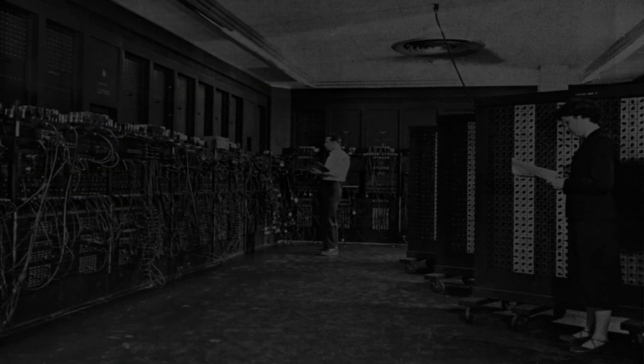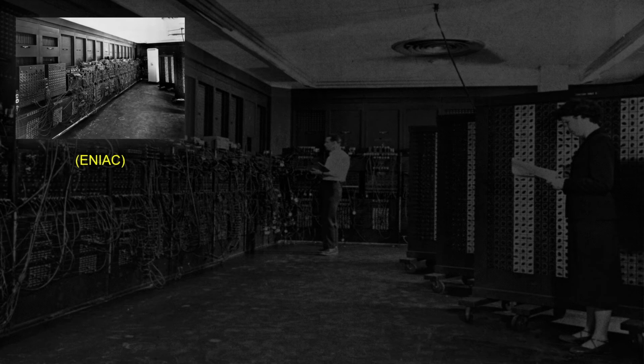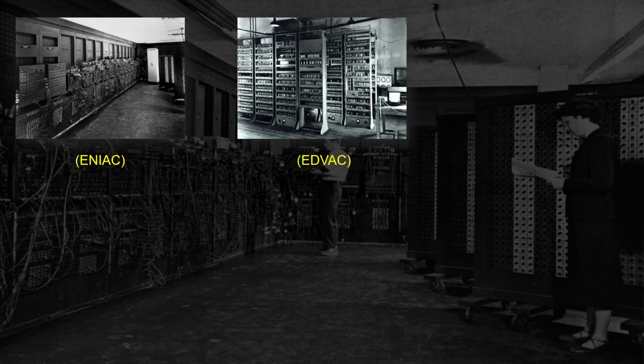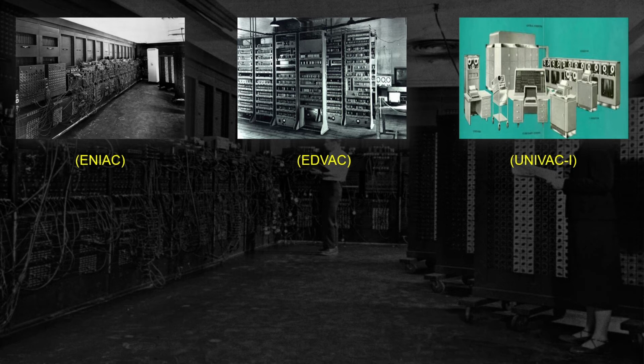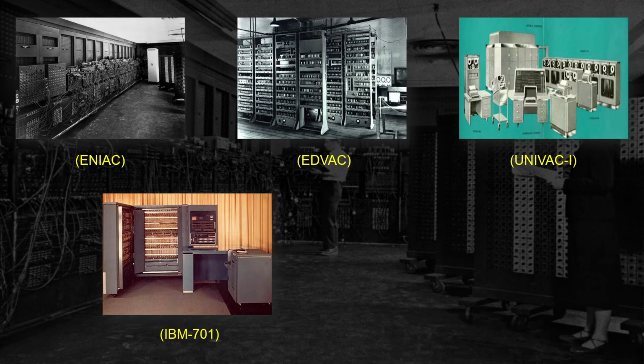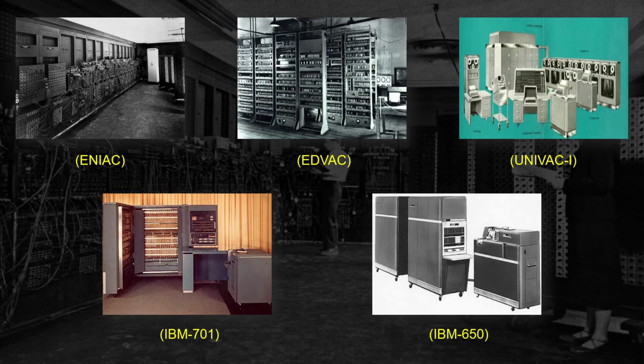Now let's see some computers which belong to the first generation. The first one is ENIAC, which is Electronic Numerical Integrator and Computer. The second one is EDVAC, which is Electronic Discrete Variable Automatic Computer. The third one is UNIVAC 1, which is a Universal Automatic Computer. The fourth one is IBM 701 and the fifth one is IBM 650. These computers belong to the first generation and take a lot of space and are very expensive as compared to present generation computers.